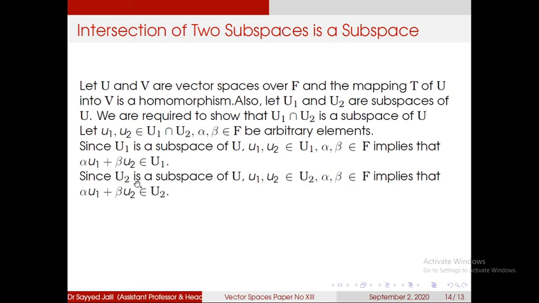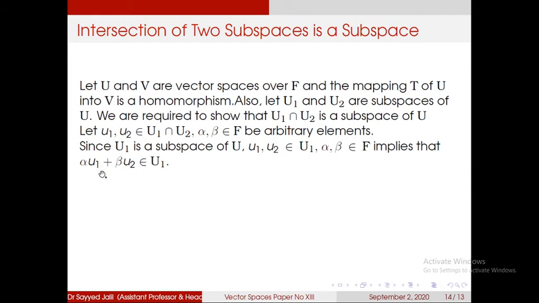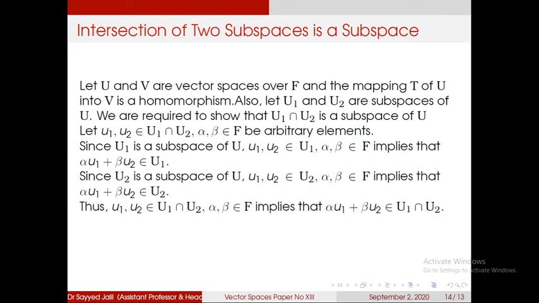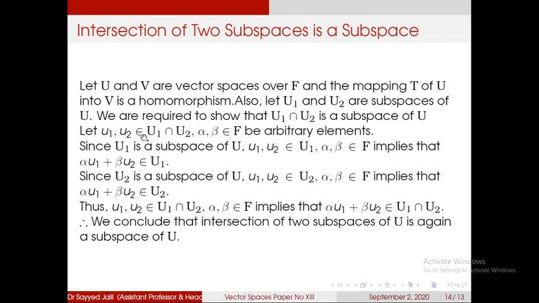Similar argument for U2. Since U2 is a subspace and these are members of U2 again, their linear combination is again in U2. So the linear combination belongs to U1 as well as to U2. That means their linear combination belongs to their intersection, U1 intersection U2. So we have considered two elements of their intersection, and we have shown that its linear combination is in their intersection. This means that U1 intersection U2 is a subspace of U.